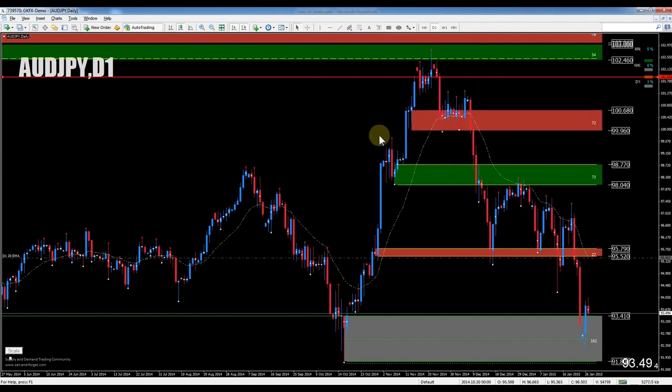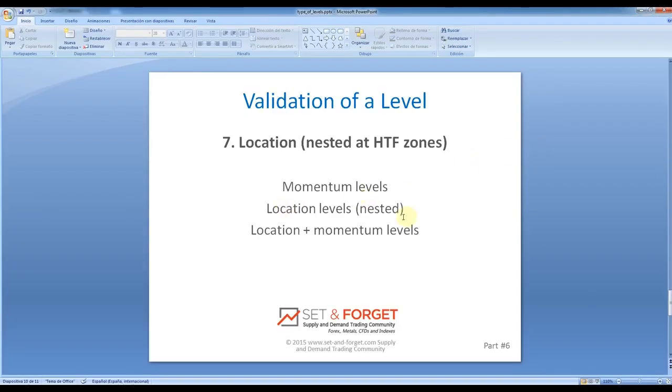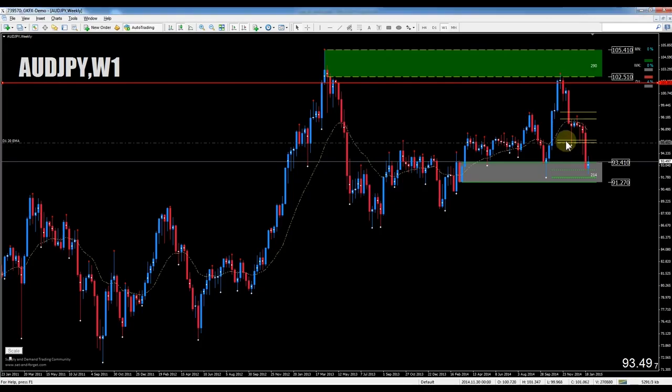When we look at the higher time frame area on the weekly, for example, we'll see these levels are on the way up. They are not well located because they are out of nowhere. I mean, in the middle of nowhere, no man's land. So in order to have location type of levels, there are higher probability than the momentum type of levels because they have the confluence with the higher time frame area.